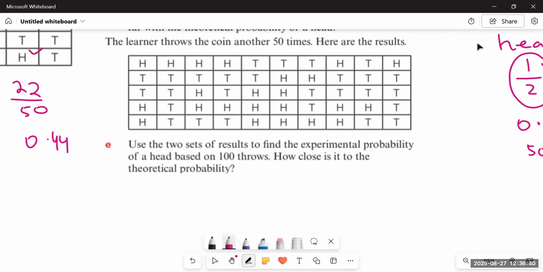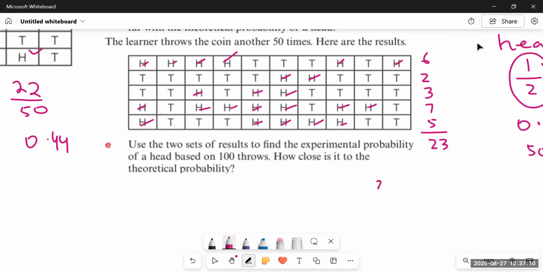So let's calculate them. 1, 2, 3, 4, 5, 6. And then 1, 2 in the second row. Then 1, 2, 3 in the third row. 1, 2, 3, 4, 5, 6, 7 in the fourth row. 1, 2, 3, 4, 5 in the next one. So based on 100 throws, how many heads do we have? 6 plus 2, 8 plus 3, 11 plus 7, 18 plus 5, 23.